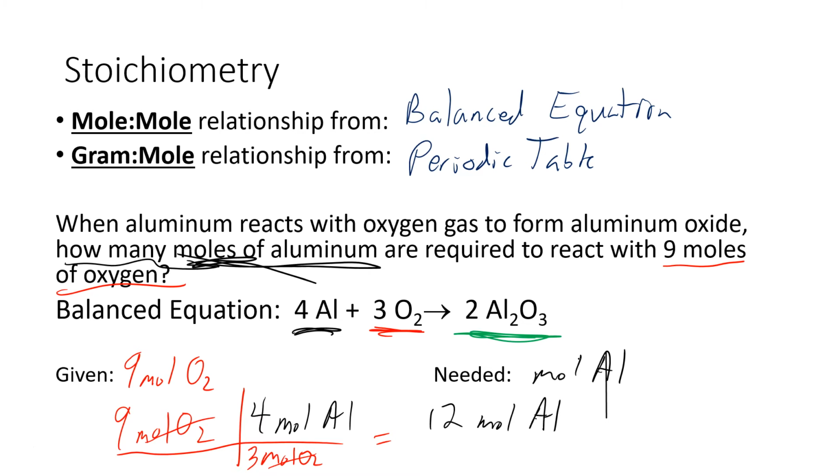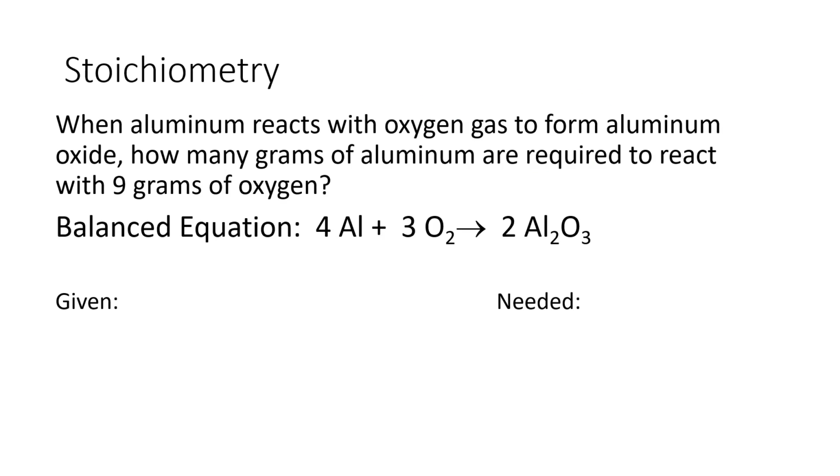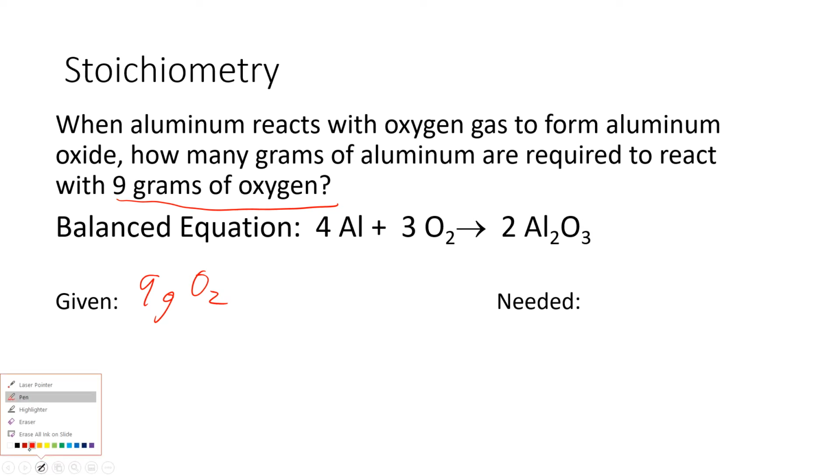So these mole to mole situations are really easy to do because they don't need the periodic table. You don't need grams, so you don't need the periodic table for these mole to mole situations. When you need grams, then you do need that. So here's basically the same question, although instead of moles now, we have grams of oxygen. Our given is 9 grams of oxygen. And we need to go, instead of just moles of aluminum, all the way to grams of aluminum.